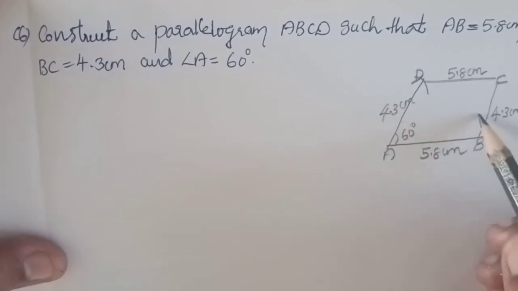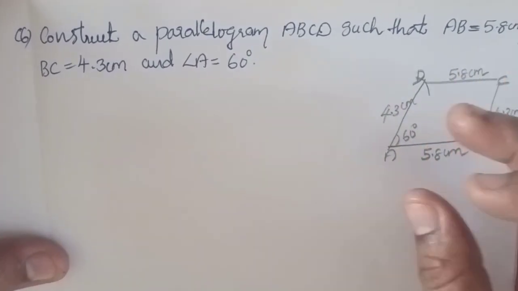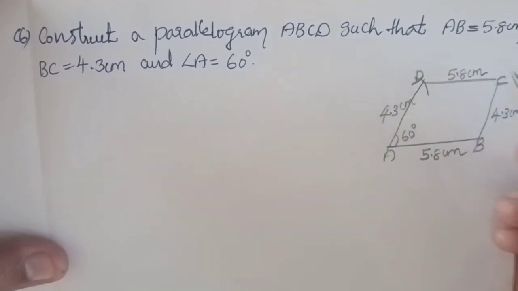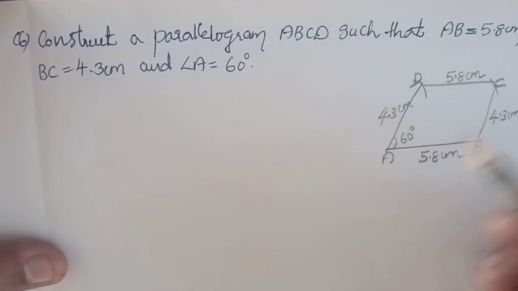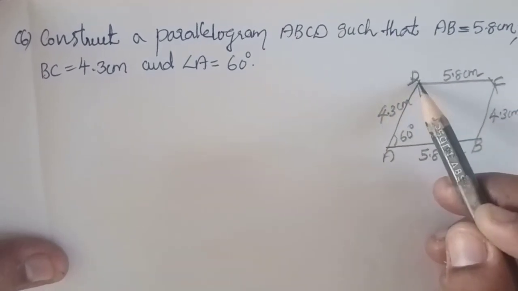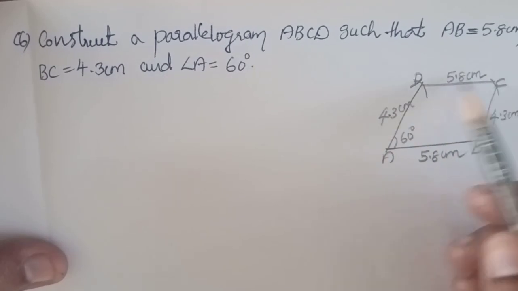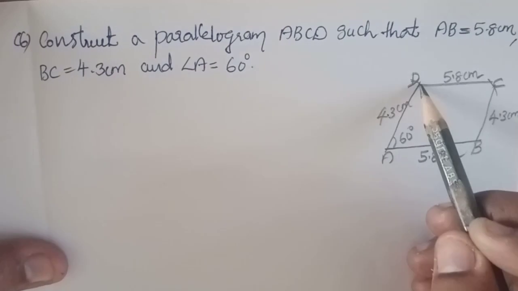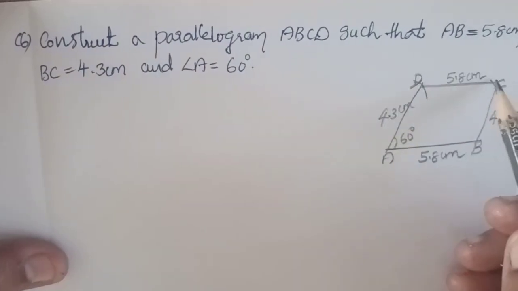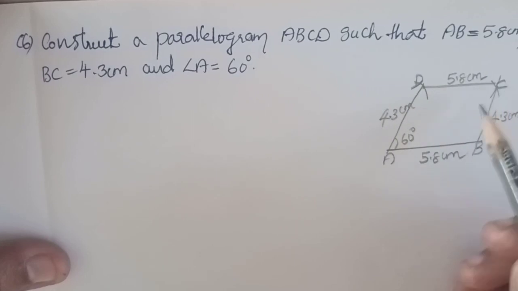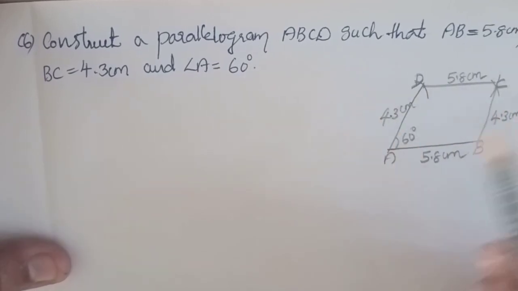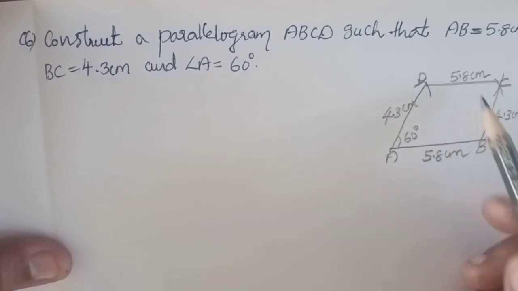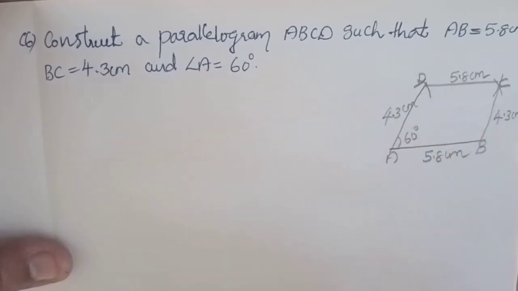AD and BC are equal. So, in the same way, taking 4.3 centimeter radius with B as center, draw another arc. Mark the point. Here, this is D. Here, AB and CD are equal. So, taking 5.8 centimeter radius with D as center, draw another arc that cuts the previous arc. Mark the point of intersection as C. Join CD and BC, we get the required parallelogram ABCD.